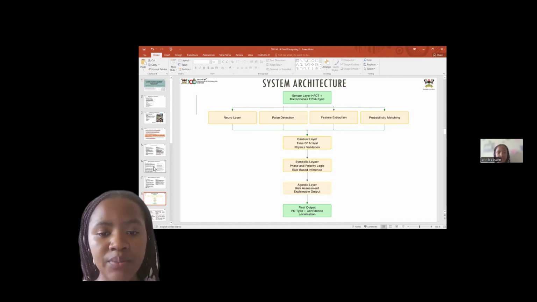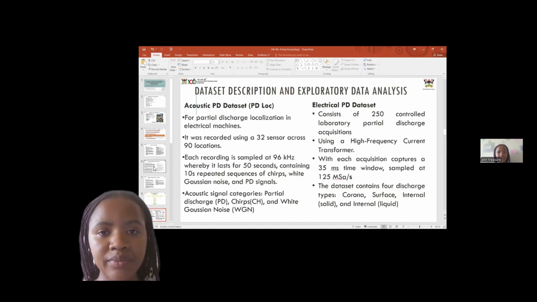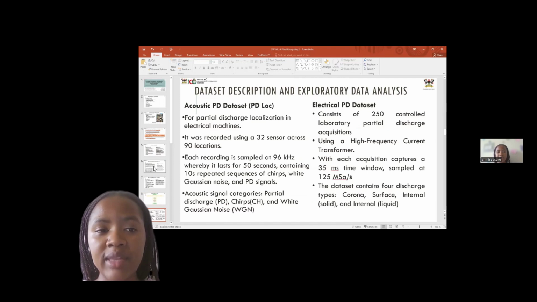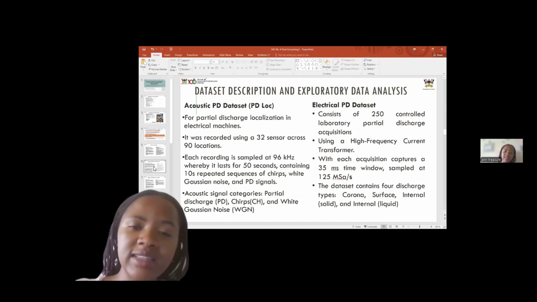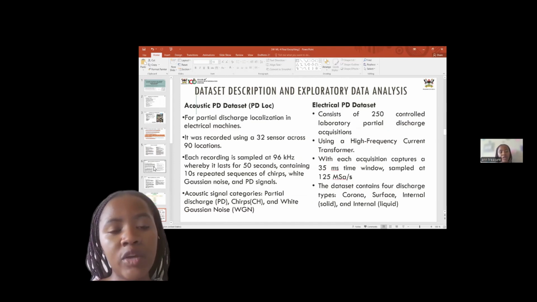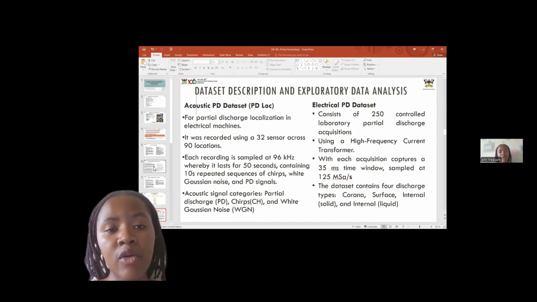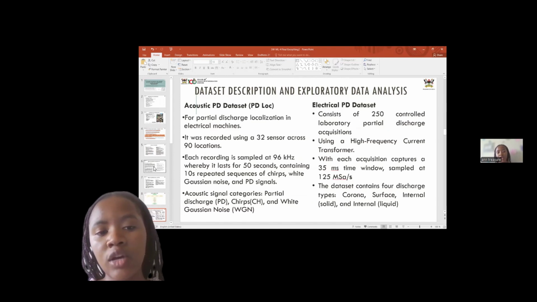As I said, in the description and exploration analysis, we looked at the acoustic dataset, which was a large dataset that was collected from 32 microphone sensors across 90 locations, and each recording was sampled at 96 kilohertz.